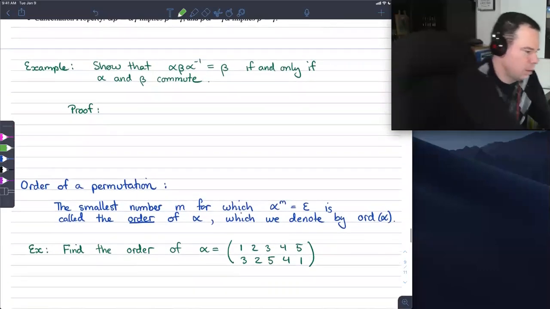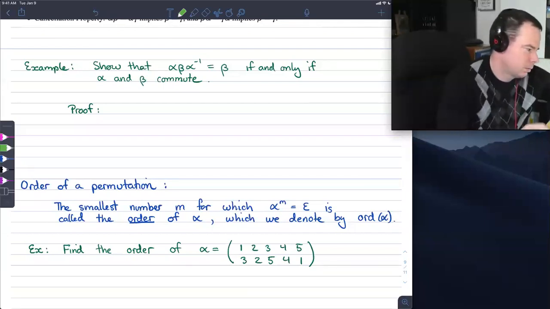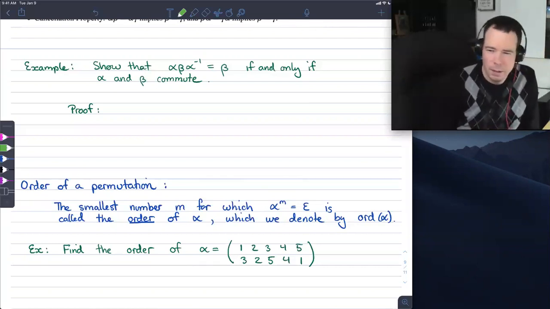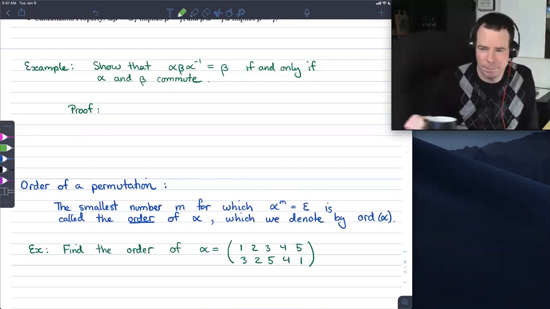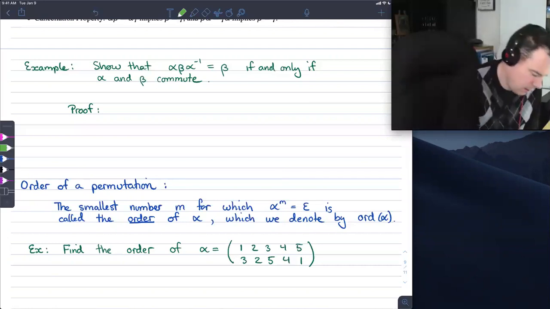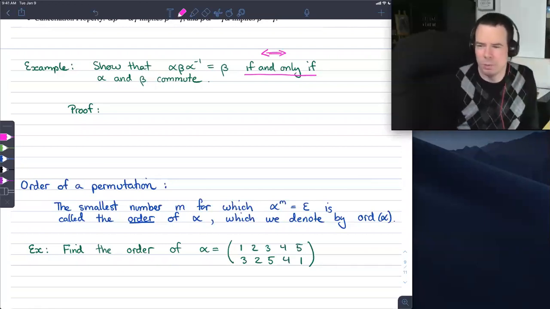So let's go ahead and do a couple more things with this algebra. So let's show that if I have permutations alpha and beta, and I take alpha followed by beta, then alpha inverse, and I get back my permutation beta, then that means that alpha and beta actually commute with one another. And notice there's two directions here. There's an if and only if. So this is usually written as a double-headed arrow.